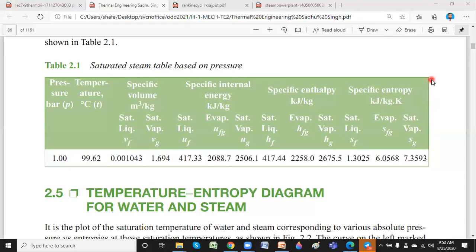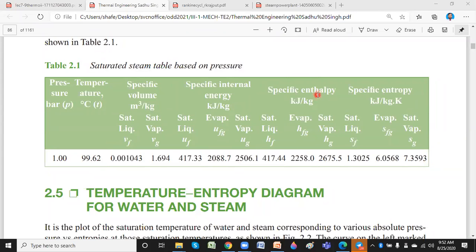For water, what is the saturation temperature? You can see here it's around 100 degrees centigrade. And what is the pressure? At 1 bar. So when the pressure on the water is 1 bar, the temperature is 100 degrees centigrade. If we go on supplying heat, then obviously you will see all these changes.